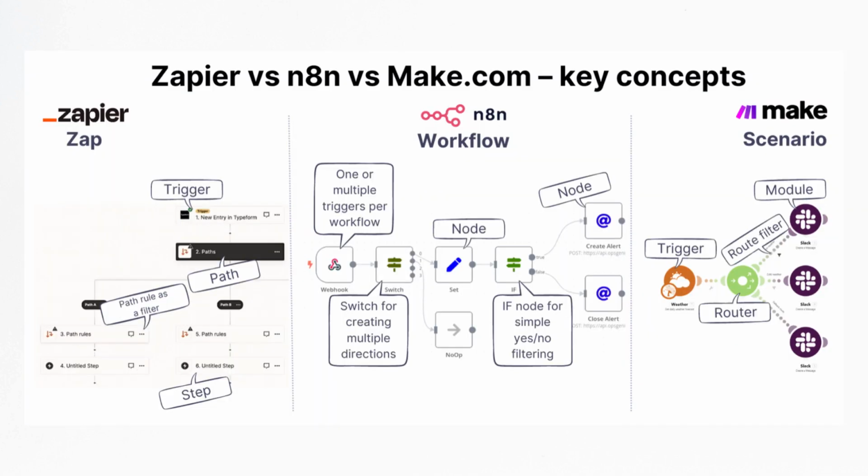Here's the simplest way I can put it. Zapier is about ease. Make is about structure. n8n is about power. Choosing the right tool early saves you so much confusion down the road. Match the tool to your actual goal, not what's trending. That's how automation actually becomes useful.